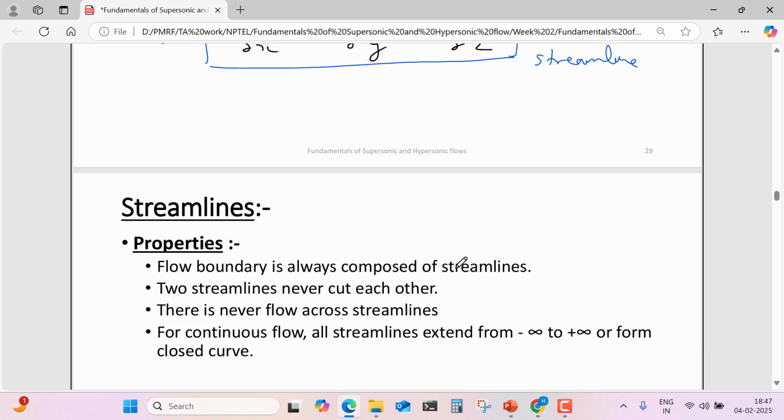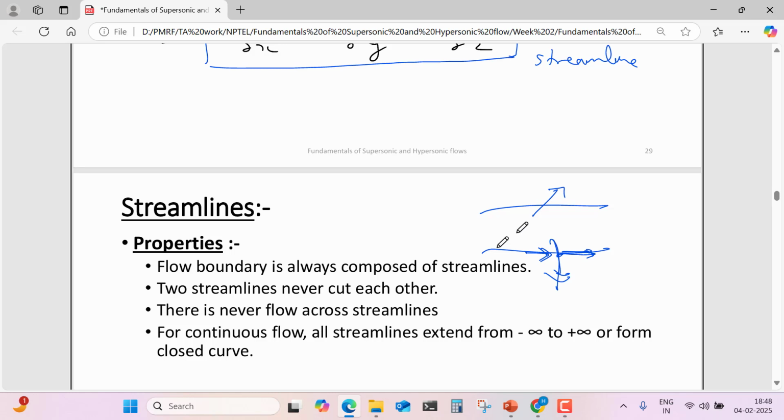There are some properties of streamline. Flow boundary is always composed of streamline because fluid cannot pass through the streamline. Let's say fluid is passing through a streamline, then its velocity would not be along the streamline, which is not possible. So at the streamline, velocity is always along the streamline. So it will always be along the boundary.